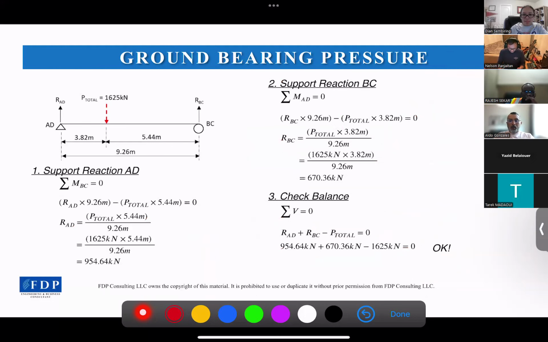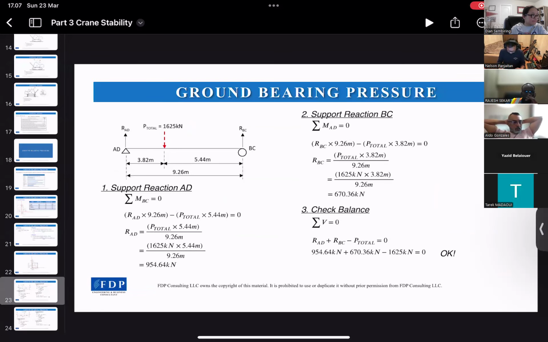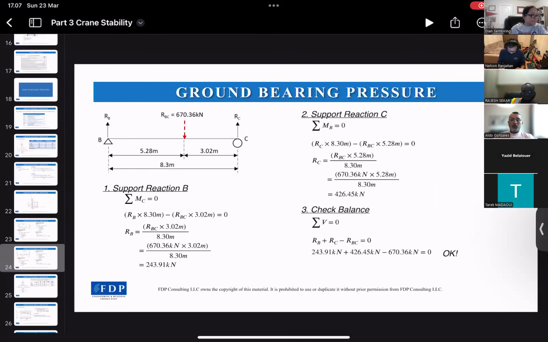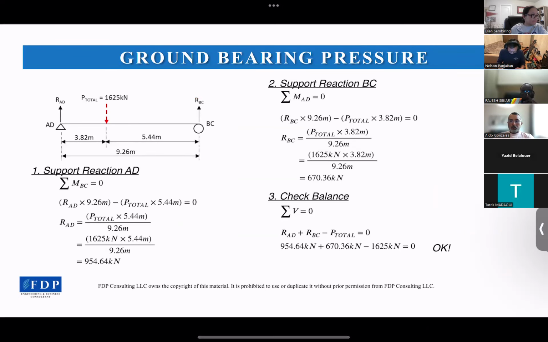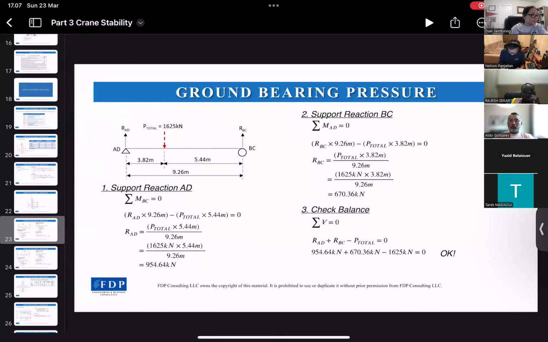So once we get the reaction from each side, we can continue to distribute it to each outrigger. The reaction at point AD will be distributed to outriggers A and D, while the reaction at point BC will be distributed to outriggers B and C. By the same methodology, we can use static calculation.